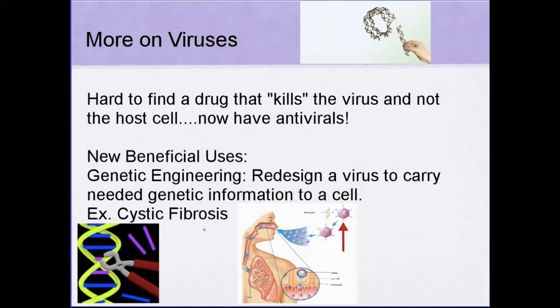And a perfect example of this is cystic fibrosis. So basically they use the cold virus, they destroy it, they take out the harmful genetic material, they insert the gene that the person who has cystic fibrosis is missing, and then they inject that virus into the person. So then that virus delivers the needed gene to all of the cells. The cells take them up, and then those cells become healthier because they now have the genetic material that they used to be missing to make the person have cystic fibrosis.